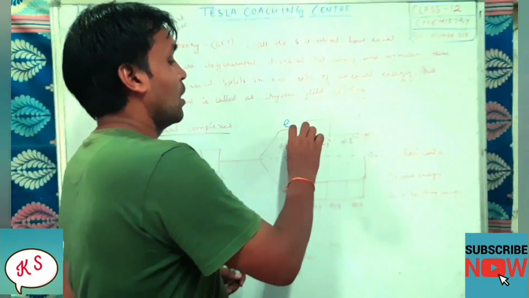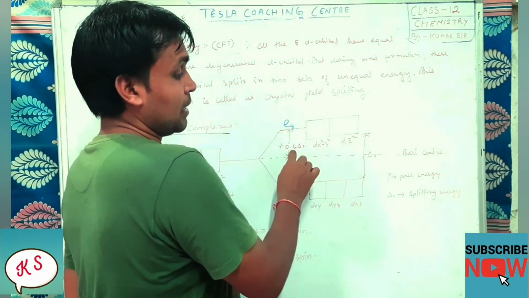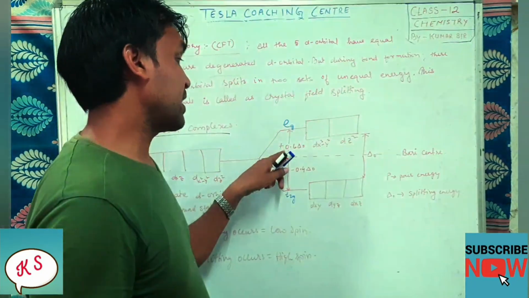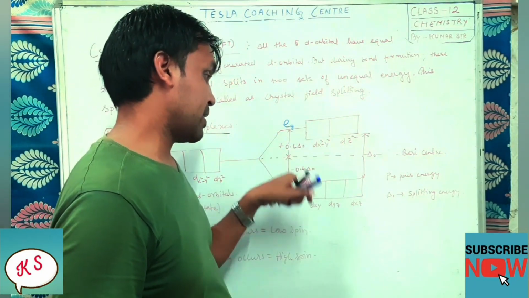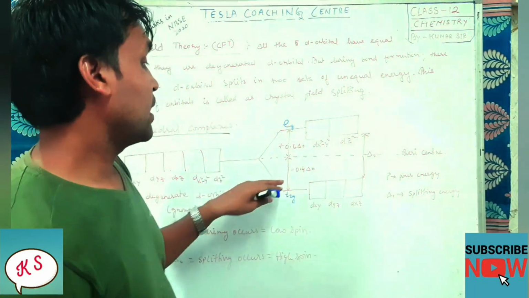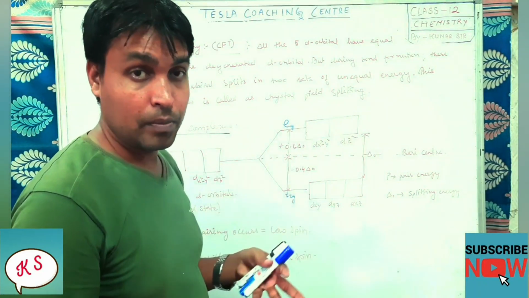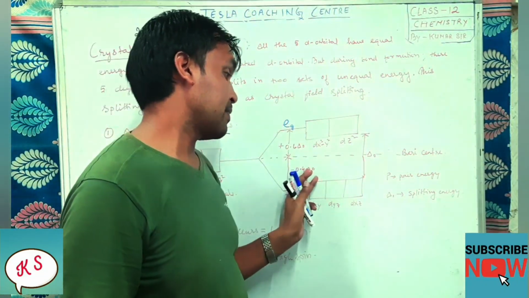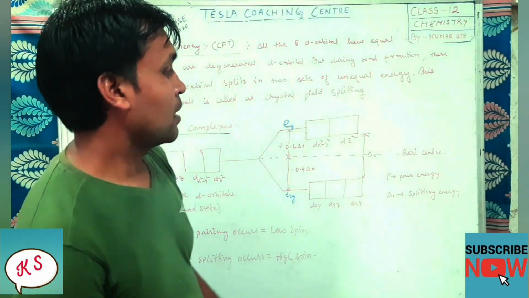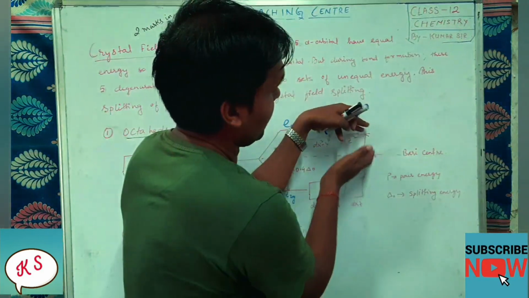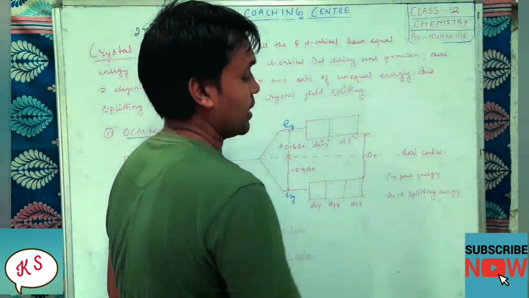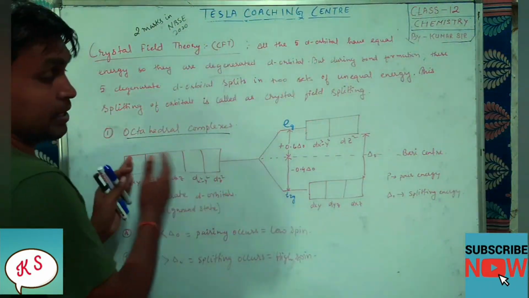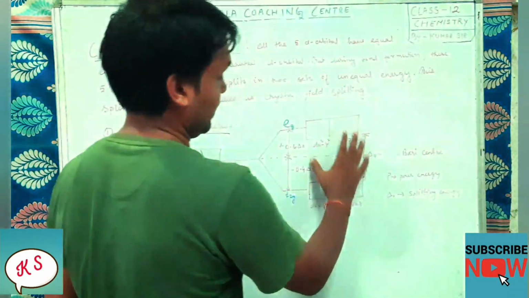The energy of splitting, delta naught, is called the splitting energy. The upper part is at plus 0.6 delta naught, and in the lower part, as I told you, the energy will be low, so it is minus 0.4 delta naught. Delta naught is called the splitting energy, and P is nothing but the pairing energy.